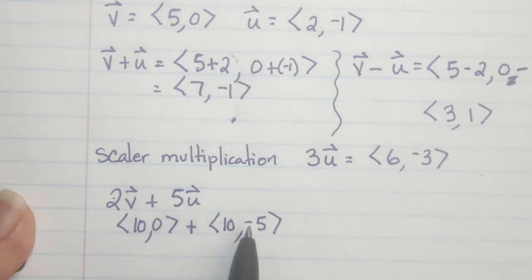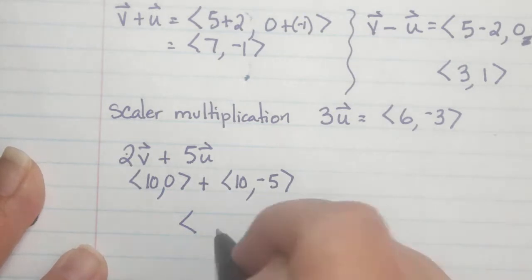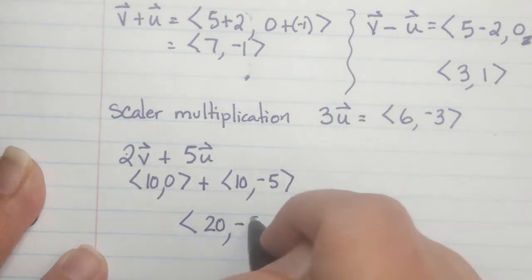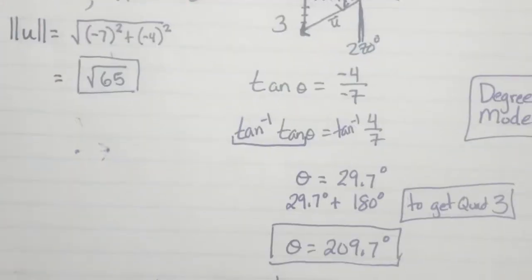And then after I've done the scalar multiplication for each one, now I'm going to add these two vectors together. So horizontal and horizontal, 10 and 10 is 20. Vertical adds with vertical, 0 and negative 5 is negative 5. That's it. Does that seem easy? Again, you'll be able to practice that and get better at it, but the concepts are pretty easy.